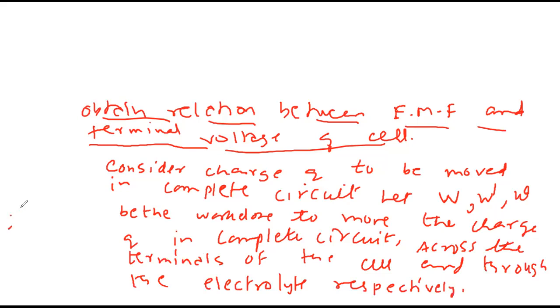So we can say total work done is utilized for the terminal difference plus small w for the internal. Dividing throughout by Q, it becomes W upon Q equals W dash upon Q plus small w upon Q. But the total work done to move the charge is called EMF. In terminal, it is called the potential difference across the terminal or terminal voltage. This is the internal voltage. Just copy till this, and 3 more lines we have to write.